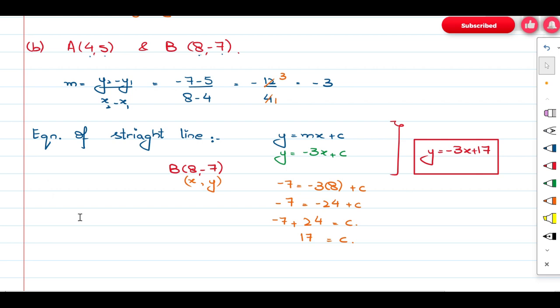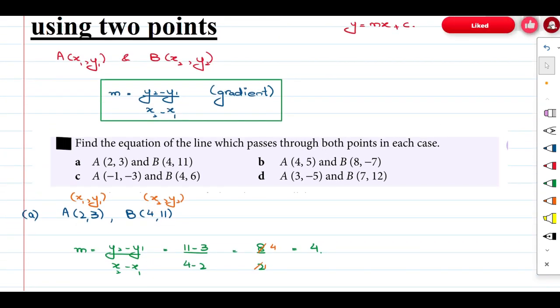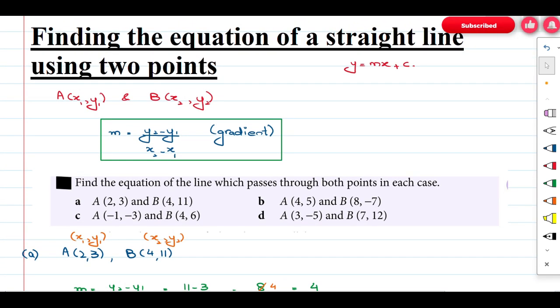Because with the help of 2 points, how do we figure out the equation of a straight line? Let me recall every step. The main concept is to learn the formula of the gradient, right? Once you know the gradient formula, you can easily figure out the equation of a straight line by using the 2 points. If you have 2 points, you name the first point coordinates x1, y1 and the second point coordinates x2, y2. The formula for the gradient m is y2 minus y1 divided by x2 minus x1. Plug everything into the formula and you will get the m value.